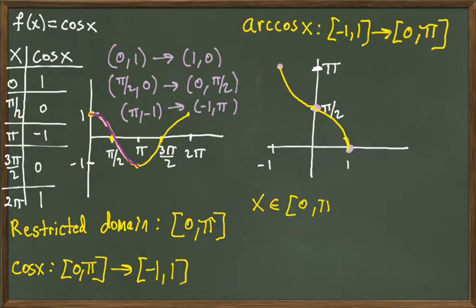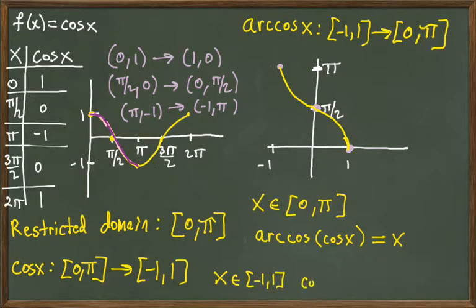If x is in 0 to pi, so that would be feeding that x into a cosine first, the arc cosine and the cosine are going to undo each other. Now, if x is in minus 1 to 1, that's the domain of arc cosine. The cosine of the arc cosine of x will undo each other, and, oops, not 1, it's x.